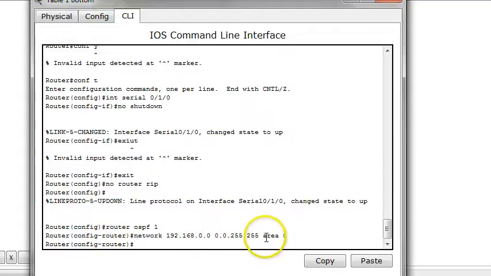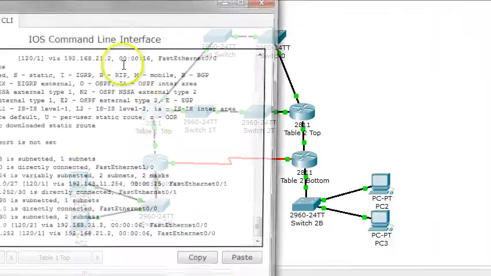OSPF does have this idea called areas. We're just going to be using one area, so everything will be in area 0 for our configuration. So essentially I've enabled OSPF on every interface since everything is using 192.168 area 0. So I will go do that on the other routers now.